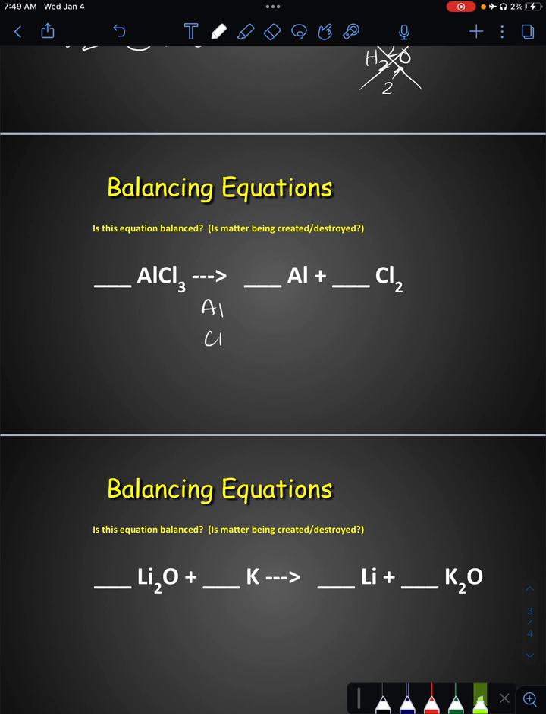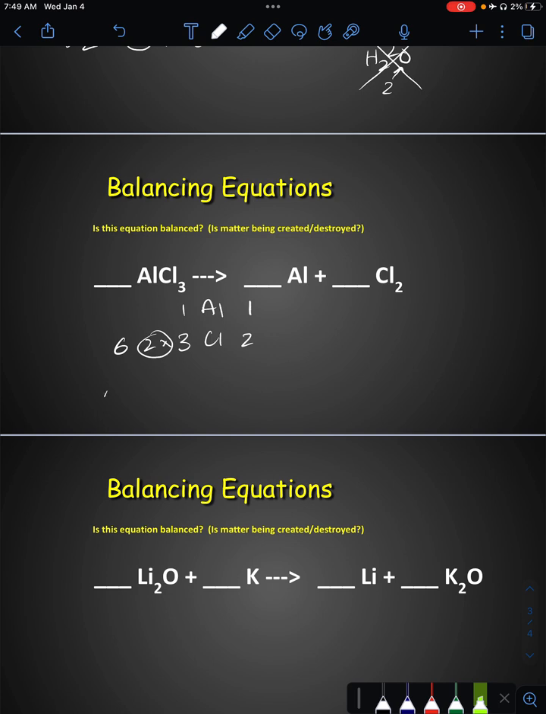AlCl3, so 1 Al and 3 Cls. Over on the right side, I've got 1 Al and 2 Cls. Okay, so now I get my odd even dilemma, right? So in this case, I want to make everything even. So I'm going to multiply this by 2, right, to give me 6.